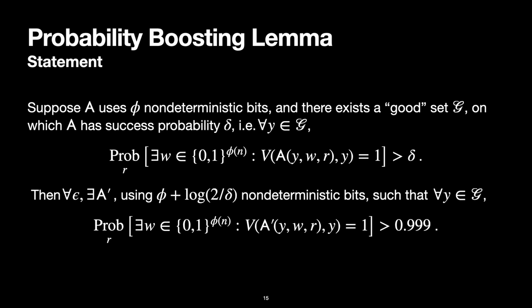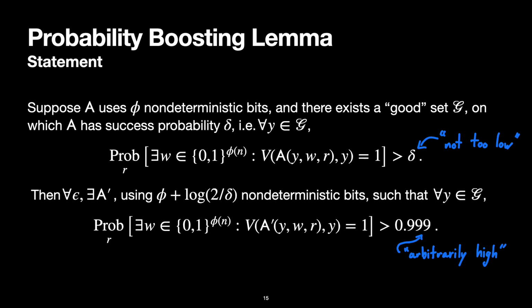The first one being a probability boosting lemma. This lemma says the following. If A is an adversary that uses phi non-deterministic bits, and there is a good set on which A has a success probability bounded below by delta, then by using log 2 over delta additional non-deterministic bits, we can get the success probability to be greater than 0.99 on that same good set. In this case, I'm thinking of delta as something not too small, and this 0.99 is arbitrarily high, effectively.